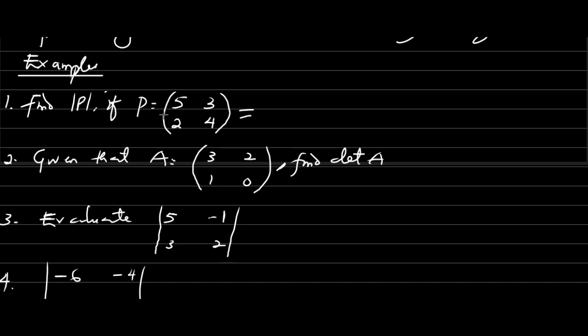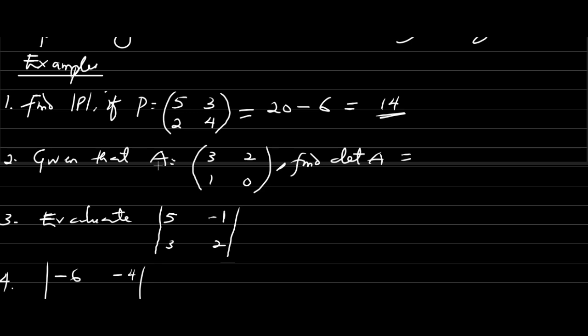So let's have this example. Find the determinant of P if P equals 5, 3, 2, 4. So we have 5 and 4 on the leading diagonal. So you simply say 5 times 4, that is 20, minus, we have 2 and 3 on the ordinary diagonal, 2 times 3, we have 6. So 20 minus 6 is 14. So this is the determinant of that matrix.